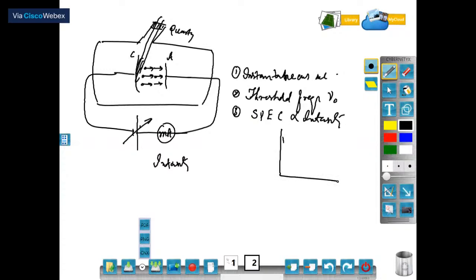Well, there's a very important graph: when you plot the strength of photoelectric current versus intensity, you get the following variation. As the intensity increases, the strength of photoelectric current also increases.